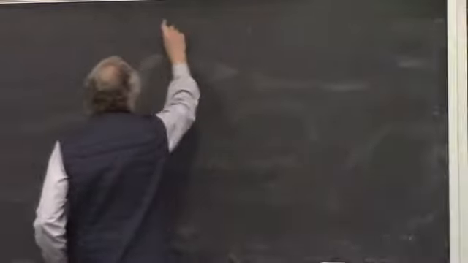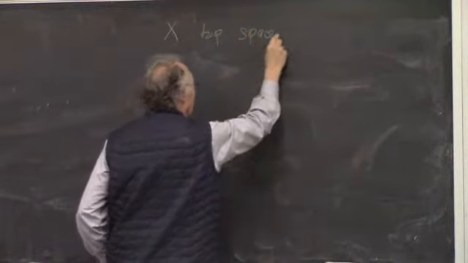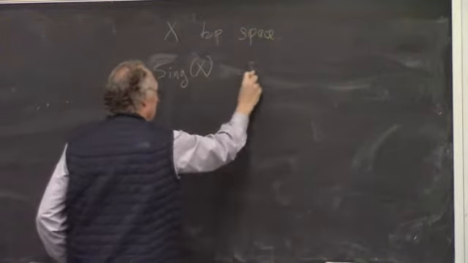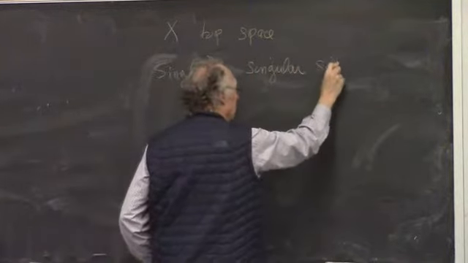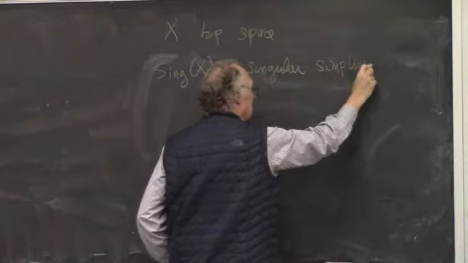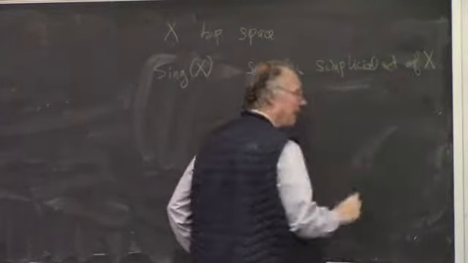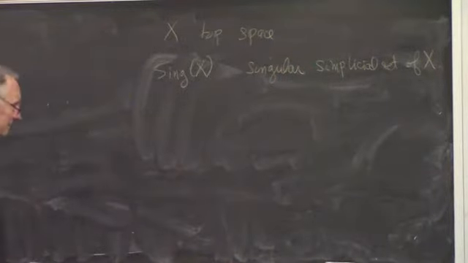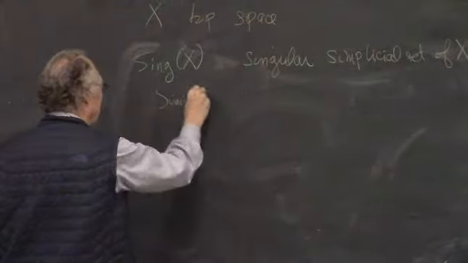Okay. So, X is a topological space. I'm going to define the simplicial set sing X, the singular simplicial set associated to X. So I have to give you sets and these functions between them. So I can tell you what sing n of X is.